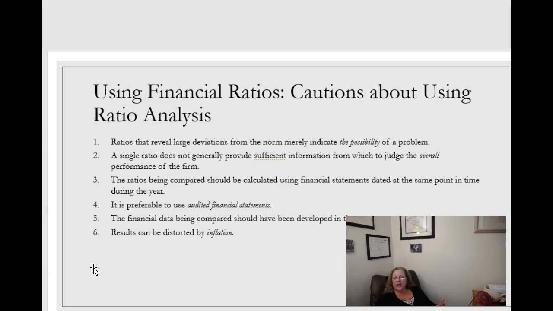The financial data being compared should have been developed in the same way. We want to make sure that each company is using the same type of method, right? Because there are different types of, like, depreciation method. So if you're trying to look at two companies and one is using one method and another is using a different method, it's very hard to compare them. And also it's important to remember that results can be distorted by inflation.